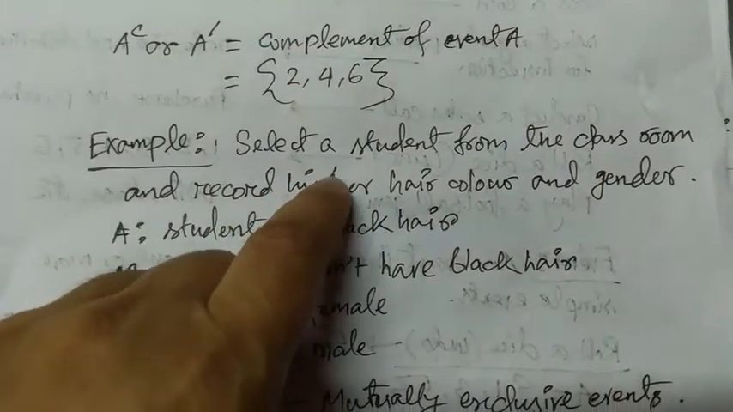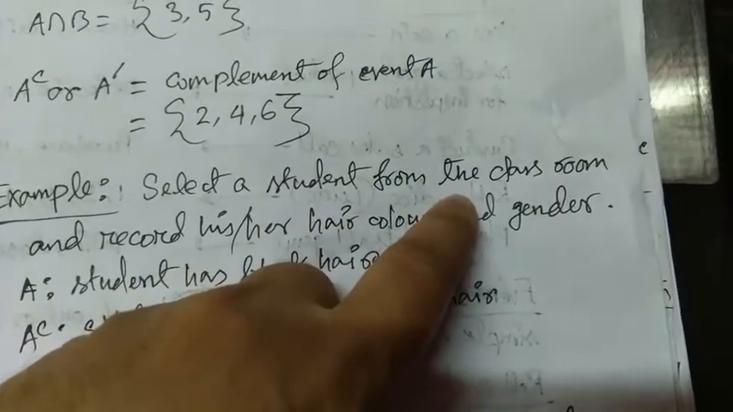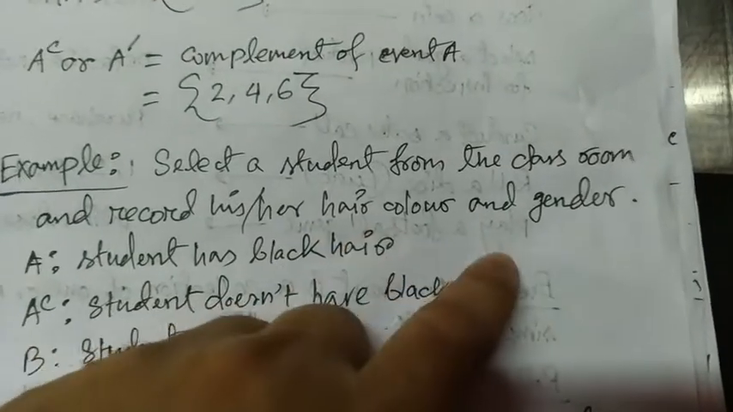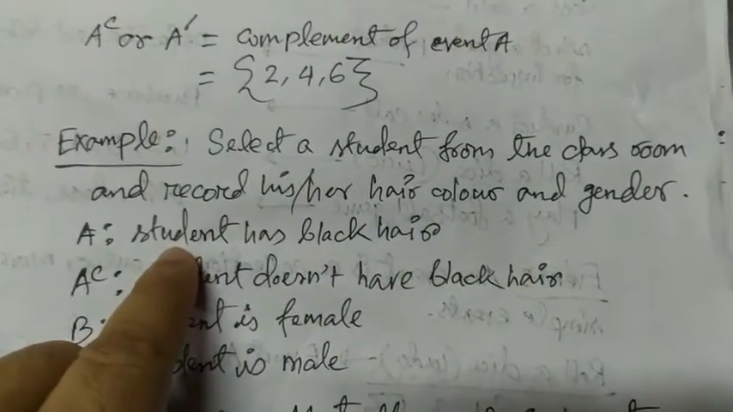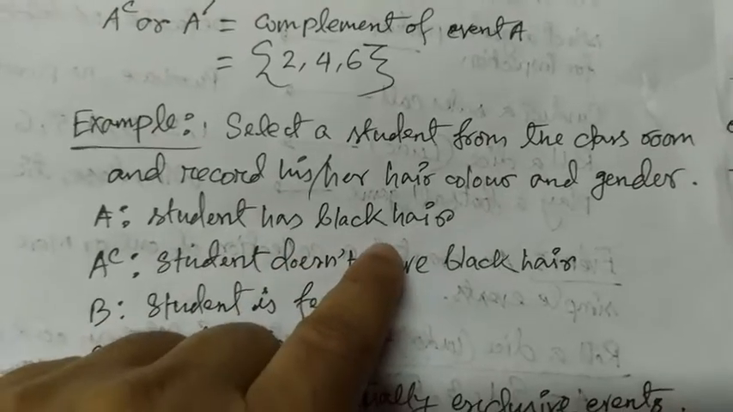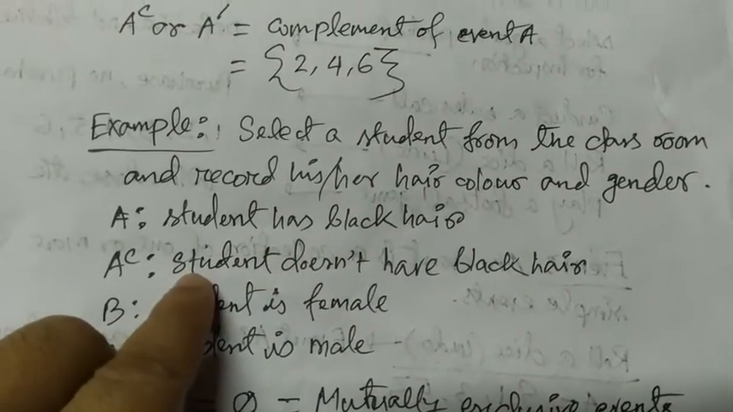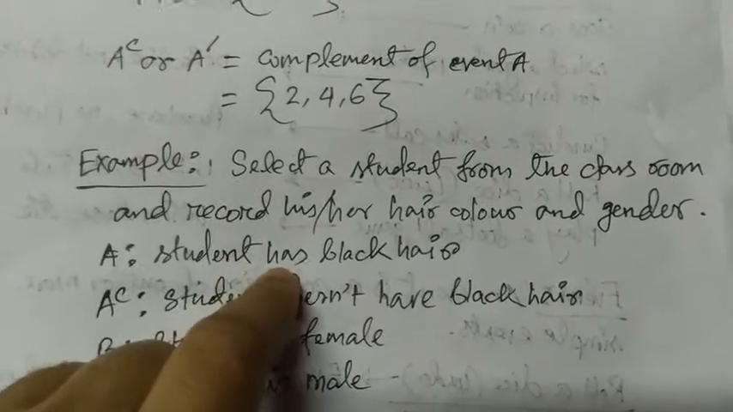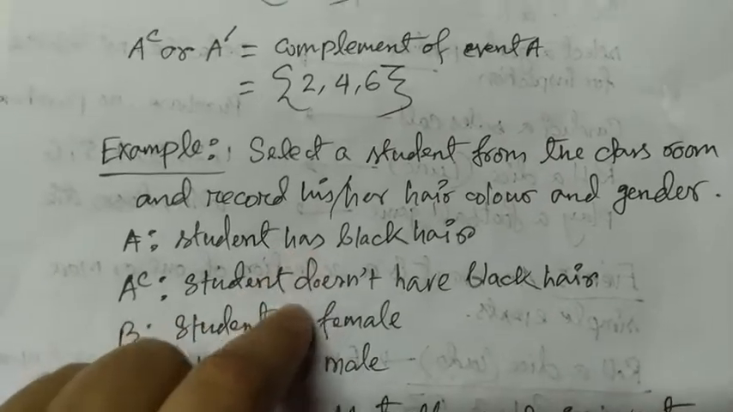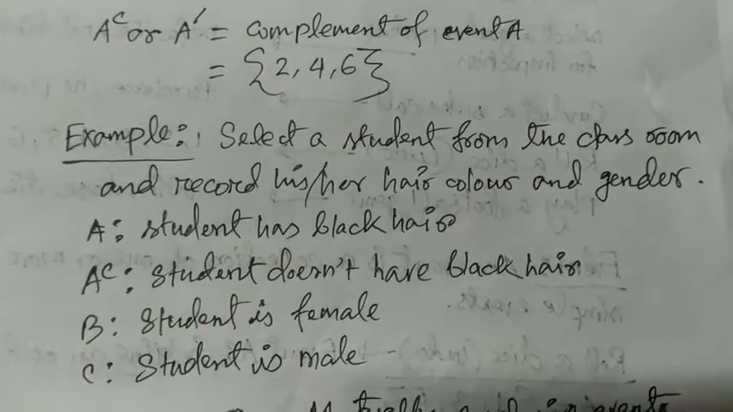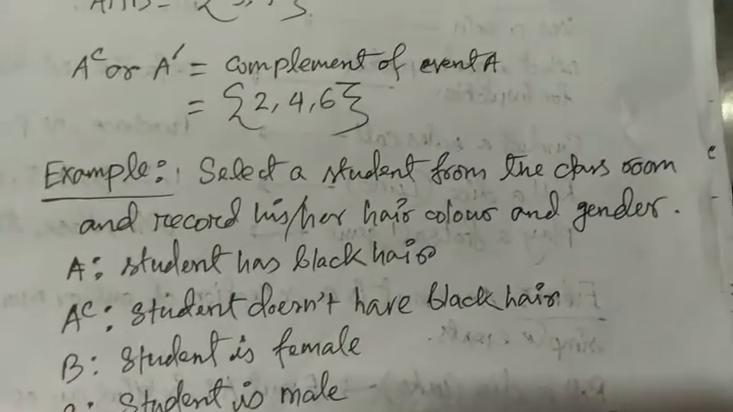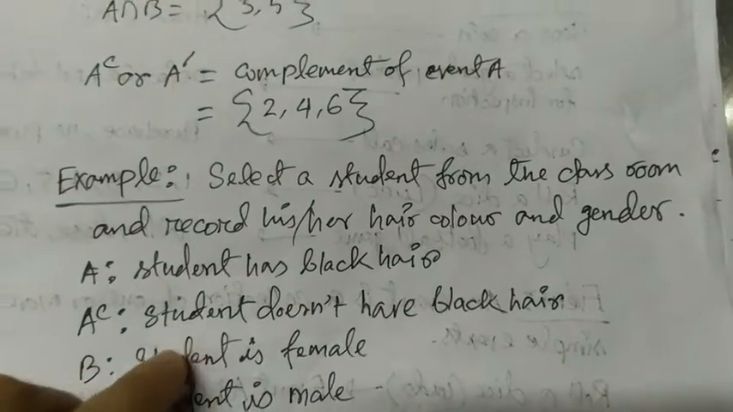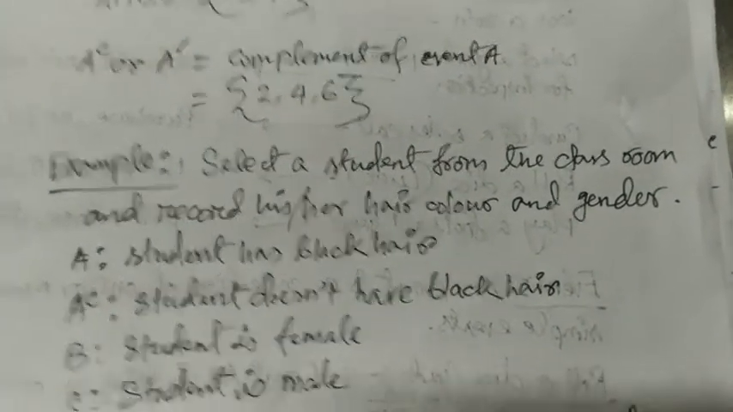Example: select a student from the classroom and record his or her hair color and gender. So let's see, event A is student has black hair. So A complement is student does not have black hair. That means if event A is student with black hair, A complement event is student who does not have black hair.